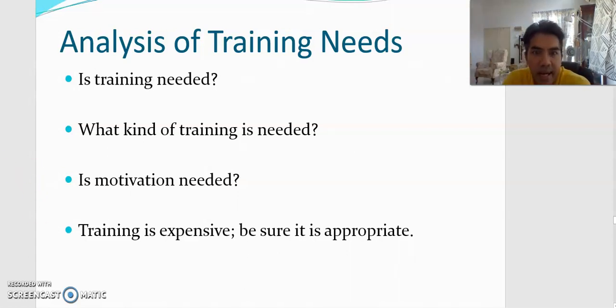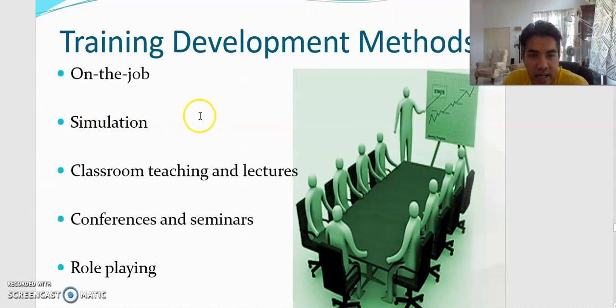And then training methods. There are several training methods: on-the-job training, simulation, classroom teaching and lectures, conference and seminar, role playing. I believe that each and every one of us has gone through some of these training methods before. For example on-the-job training, a realistic job preview, where we give hands-on experience so that it is easier for them to understand. And then sometimes we do simulation, putting them in real-life situations and letting them handle the case or the analysis, and even role playing.